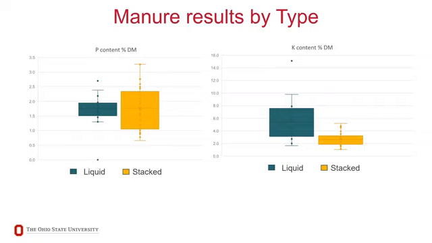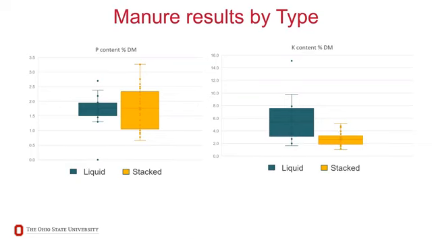And then here we see the different results for phosphorus and potassium. Variability is higher for the stack manure in phosphorus, and they are kind of the same, although the variability makes it difficult. And then for potassium we have an outlier all the way over there, which could also be bringing the average a little higher, but there's a little bit lower content in the stacked manure there.